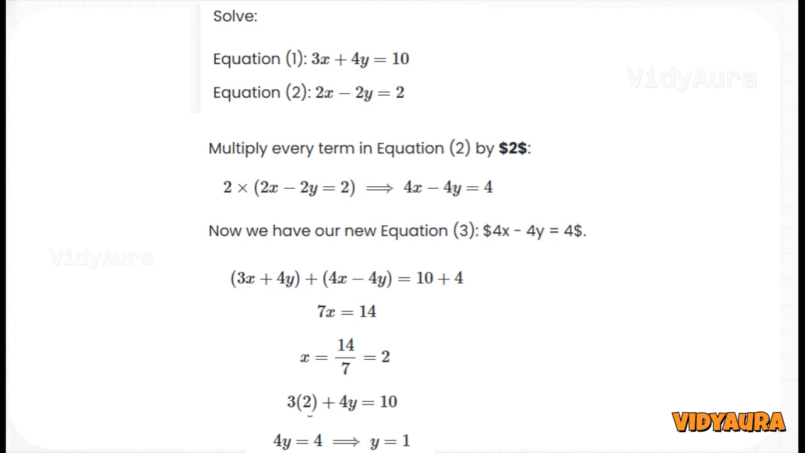3 times 2 plus 4y equals 10. Okay, that's 6 plus 4y equals 10. We subtract 6 from both sides, leaving 4y equals 4. Well, that means y must be 1. So our solution is the point 2, 1.